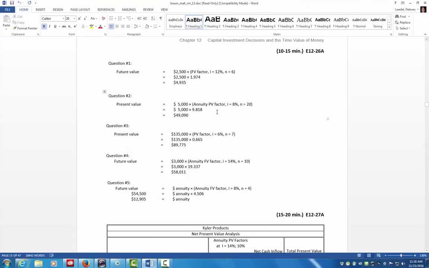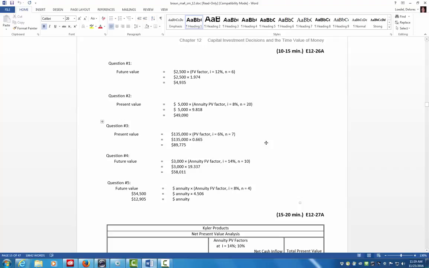You have to always ask yourself, am I looking for a present value or a future value? In this case, I want to know what money I need today, so that's present value. Then ask yourself, is it a lump sum or an annuity, a stream of payments? In this case, it's a stream of payments. 8% for 20 periods, multiplied by the annuity present value factor of 9.818. So the amount we would need today would be $49,090.